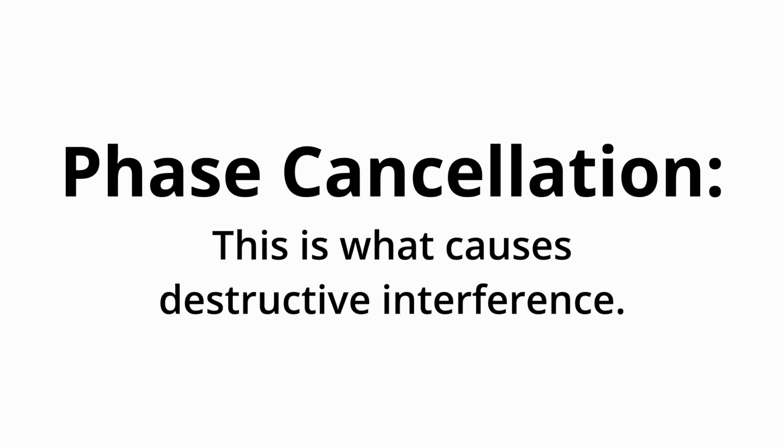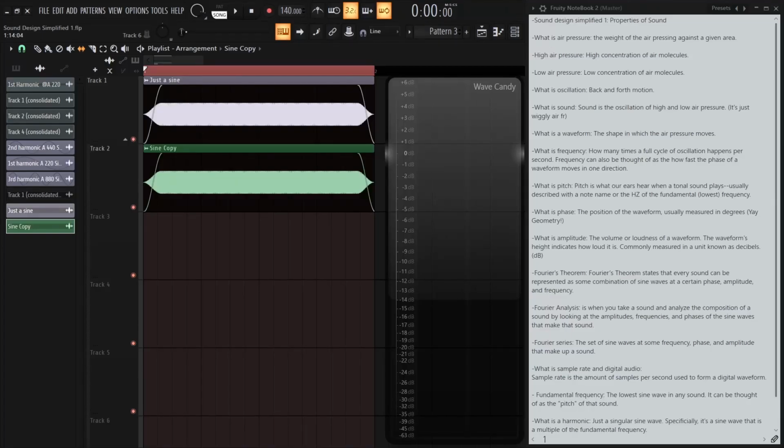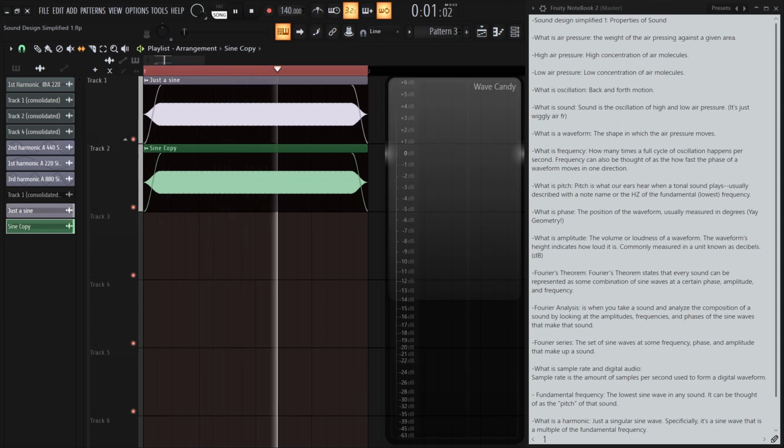Phase cancellation is another name for destructive interference. Phase cancellation happens because the positive part of a waveform is being played at the same time as the negative part of another identical or similar enough waveform. So watch what happens when you play two identical waveforms together at the same amplitude, but only one has reverse polarity. We get total silence just like that. So that's an example of a perfect phase cancellation.